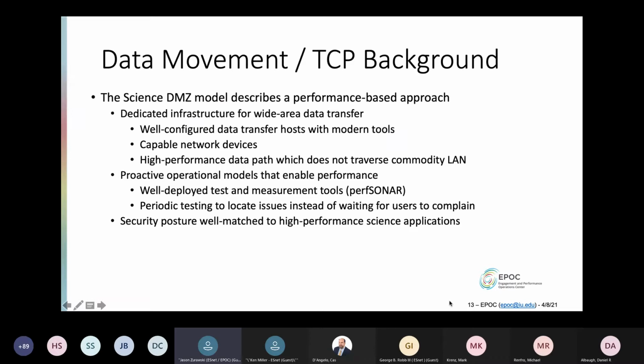Okay. So the Science DMZ model is designed first and foremost to be performance-based. What we're doing with this is that we want to instill a couple of key items here. It is dedicated infrastructure, and its job is to facilitate wide area data transfer. It has well-configured hosts, highly capable devices. It's a high-performance data path, which does not traverse a lot of the commodity stuff that may exist in the LAN today. So think of it sort of as a bump on the side.